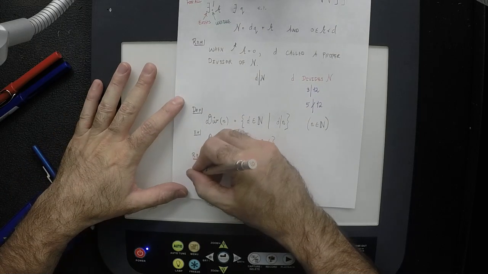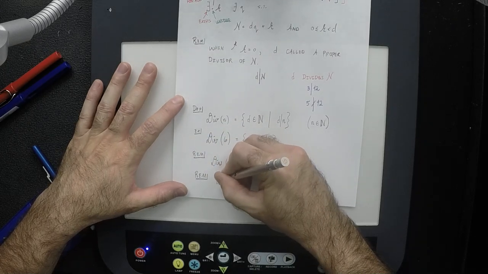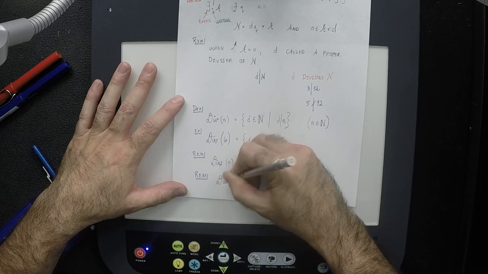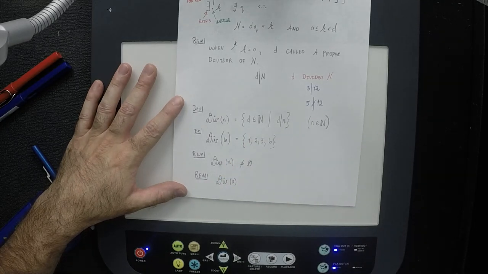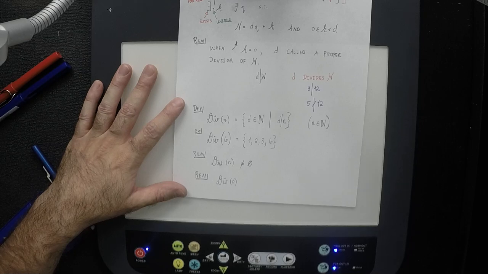Okay, now here's a disturbing one. Many students are disturbed by this. What is the set of divisors of 0? What things divide 0? Everything divides 0, right? If I said, here's 0 M&Ms, please divide them into groups of size 7. How many groups could you make? Zero groups. And how many would be left over when you do that? Zero.